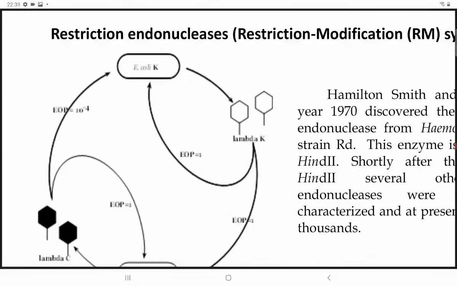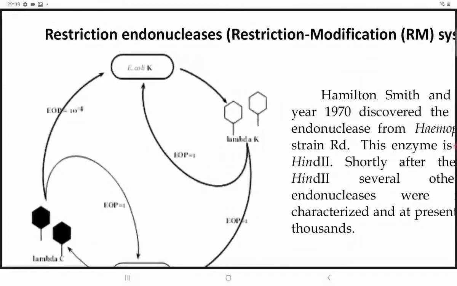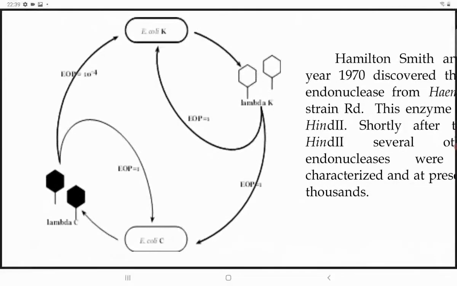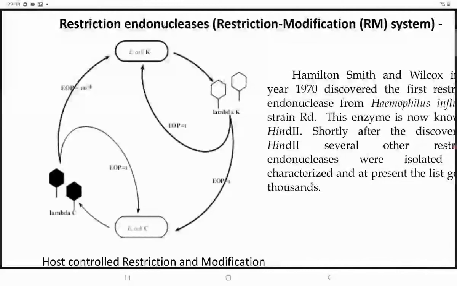That means in that cell, this lambda C DNA gets modified by the methylase activity of E. coli K strain, and the phages produced from those cells which are being lysed, if they reinfect the E. coli K, they can lyse or infect the cell 100%. That is, the efficiency of plating is 1 in that case. That means those phages have been now modified and will not be restricted anymore in strain K also. So that means the restriction and modification system go hand in hand.